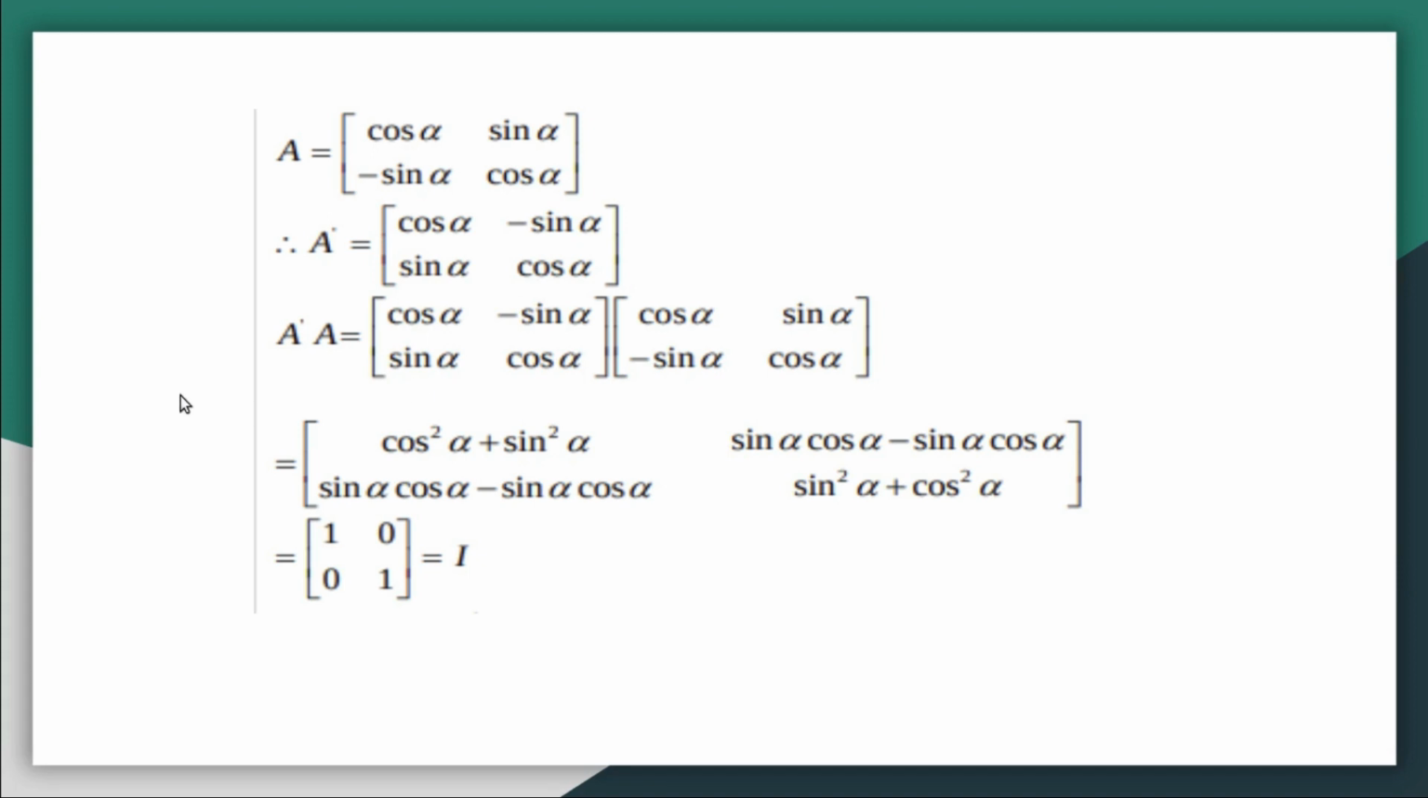Now matrix multiplication is row into column. So multiply first row into first column. Sum of product of corresponding elements of row and column. So cos alpha into cos alpha, cos square alpha, plus minus sin alpha into minus sin alpha, minus into minus is plus, sin alpha into sin alpha is sin square alpha.